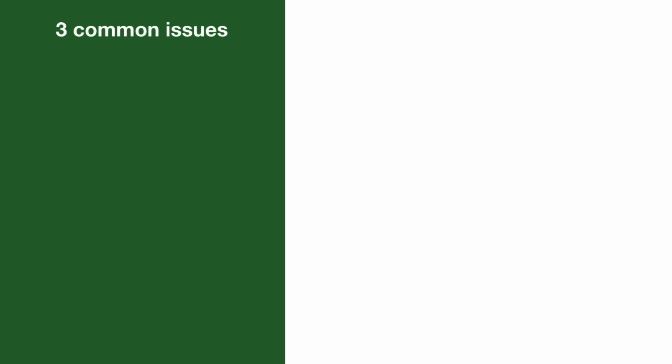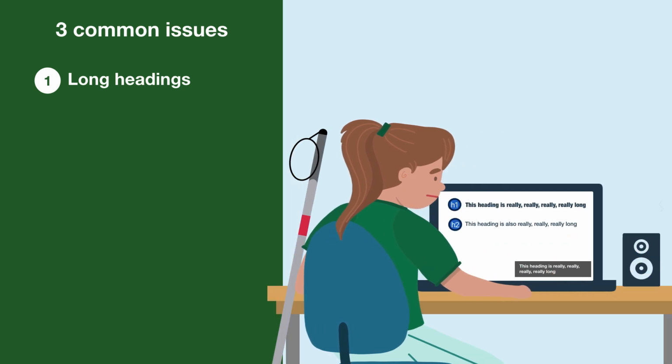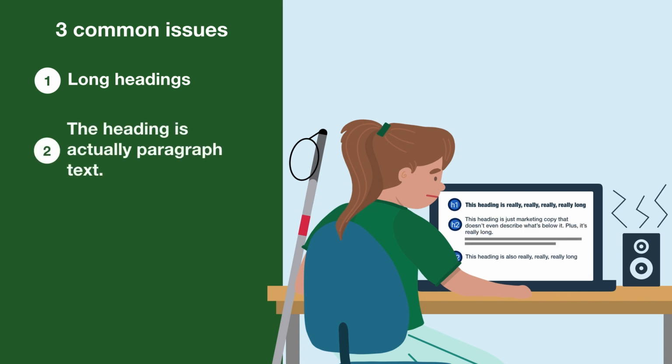When writing headings for home pages, 3 common issues can cause the heading structure to be inaccessible. First is long headings. Often marketing copy is longer, but several of these longer headings can clutter a screen reader's output. Next is the heading is actually content and should be paragraph text. These headings also clutter a screen reader's output and don't describe the content below them. This can result in screen reader users skipping past the content they're looking for since the heading didn't describe what's there.